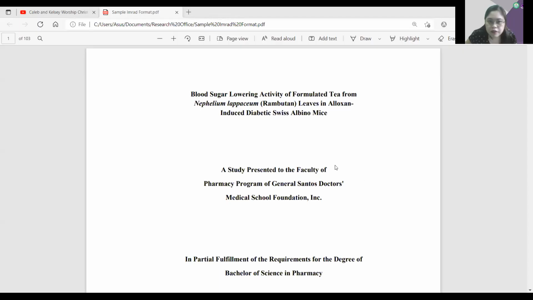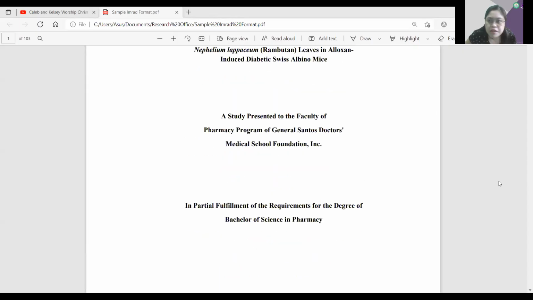Let me just open a certain study for this so you can see how it is arranged. Where can I find that? Research office. Okay. So this one is the study of the group of Miss Osano.